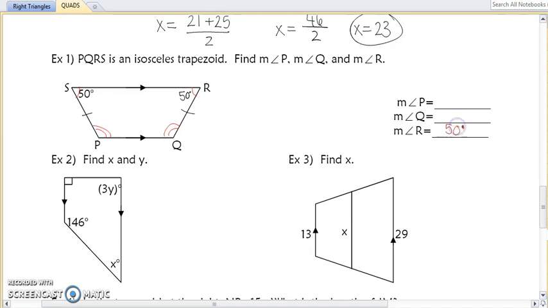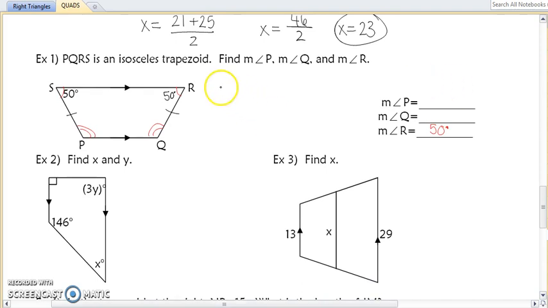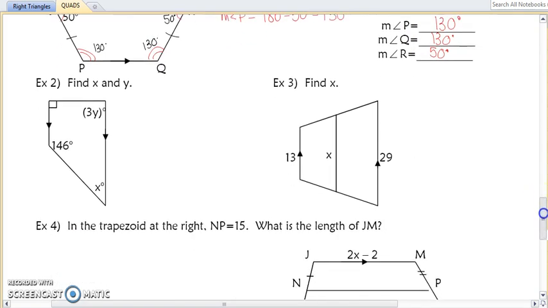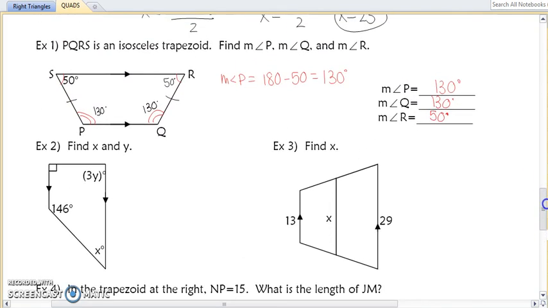Okay, now to find the measure of P and Q, think back to our properties of a trapezoid, right? One upper base and one lower base angle have to add to 180 degrees. So to find the measure of angle P, we're going to take 180 and subtract 50 degrees. One upper base plus one lower base adds to 180. So the measure of angle P is 130. That means if P is 130, then Q has to be 130 as well. Okay, excellent.